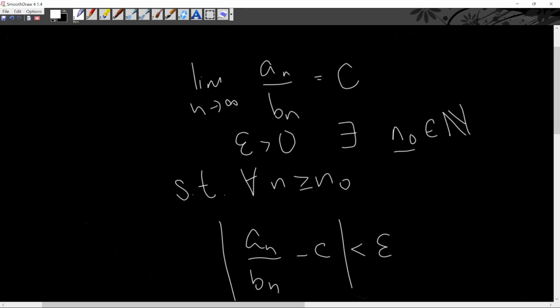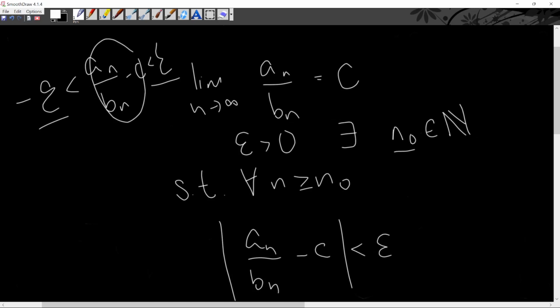So this is again looking a lot like gibberish, but epsilon is an arbitrary value. Let's rewrite this off to the side. This is the same thing as negative epsilon is less than a sub n over b sub n minus c, which is less than epsilon. Again, this is a tolerance, and as epsilon is decreasing, this distance between the two is also decreasing. And a sub n over b sub n is getting closer and closer to c. That's what's happening as epsilon is approaching 0.